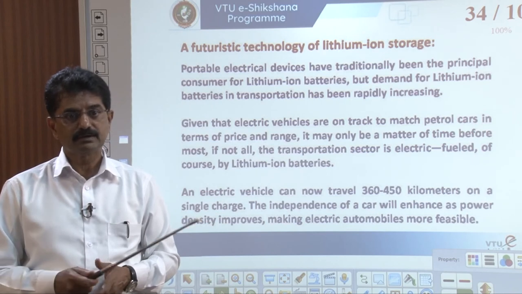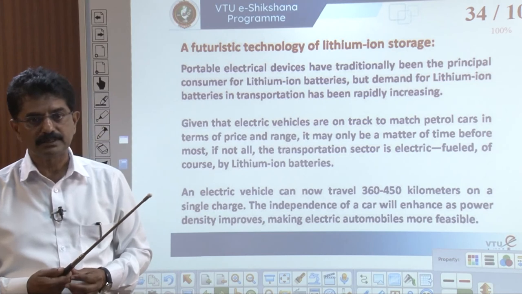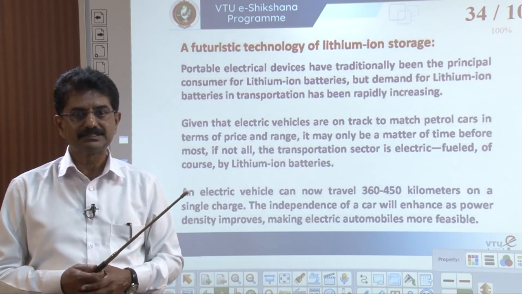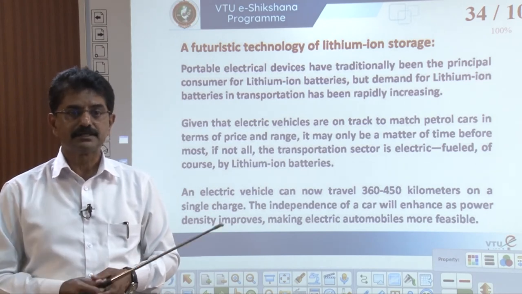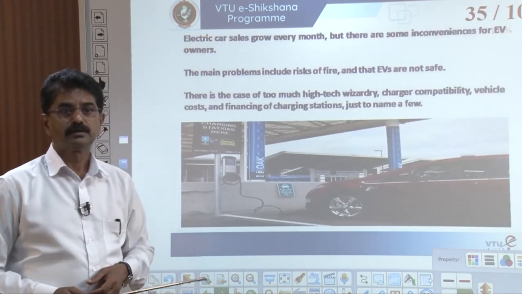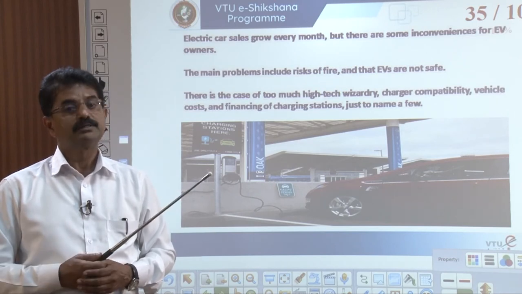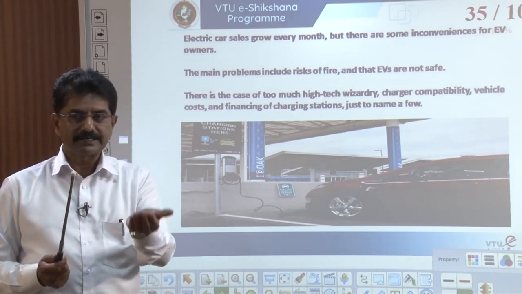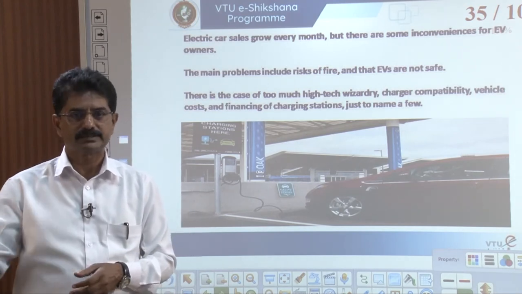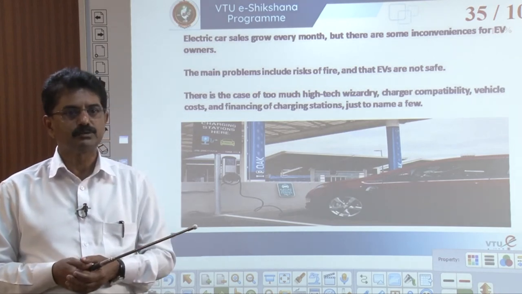The independence of a car will improve as power density improves, making electric automobiles better. A lot of research is going on here. If you are able to drive the vehicle 360 to 450 km on a single charge, it is a very big advantage. Electric cars grow every month. For example, the sales of electric vehicles this month are let us say 20%, next month 25%, again 30%. The sales go on increasing day by day. The popularity of electric vehicles goes on increasing day by day.